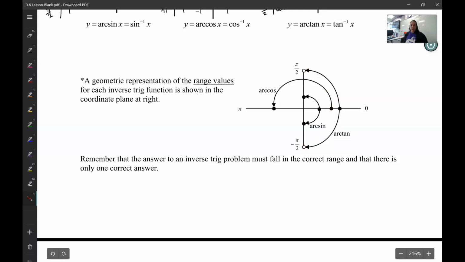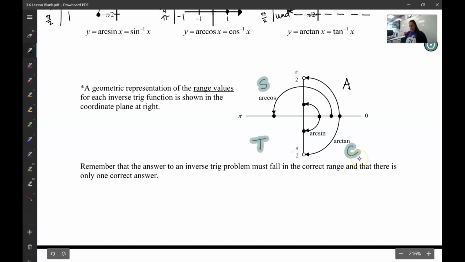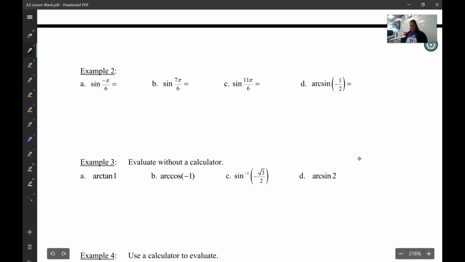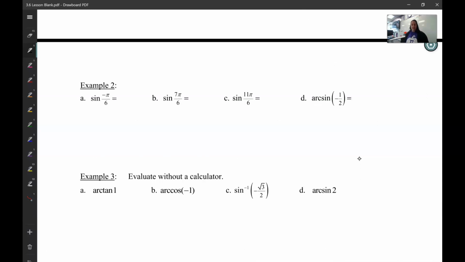So this is a really good thing to memorize. Okay, so definitely try to memorize this. Now, one note right here. Remember that the answer to an inverse trig function must fall in the correct range, and there's only one answer. So let's follow that up with a couple examples here.